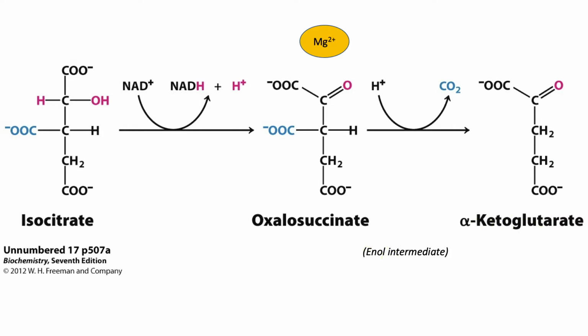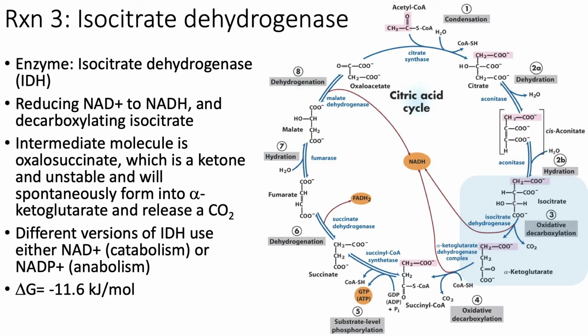And so we're taking advantage of that. I'm not going to go back over everything that we talked about, but that's how we're going to have a negative delta G. Once again, it's because we're going back and forth between that enol and the keto form.